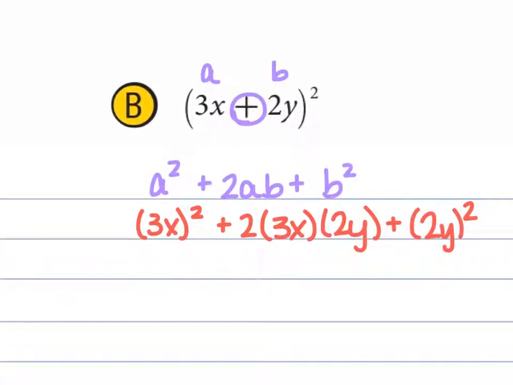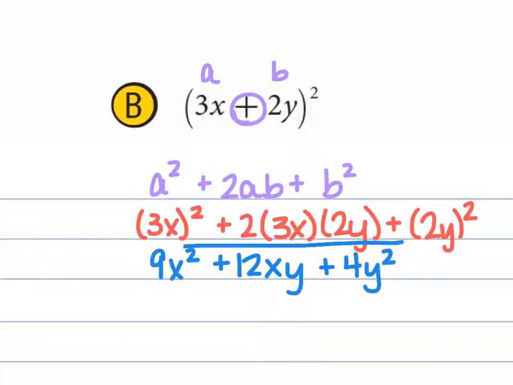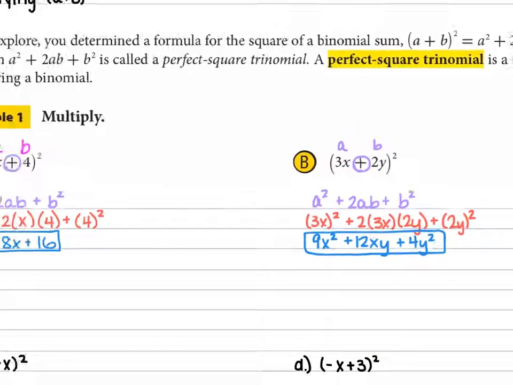The 3x squared, remember this is 3x times 3x, so that's 9x squared. 2 times 3x times 2y is going to be 6x times 2y, which is 12xy. And then the 2y squared is like saying 2y times 2y, which is 4y squared. So 9x squared plus 12xy plus 4y squared.